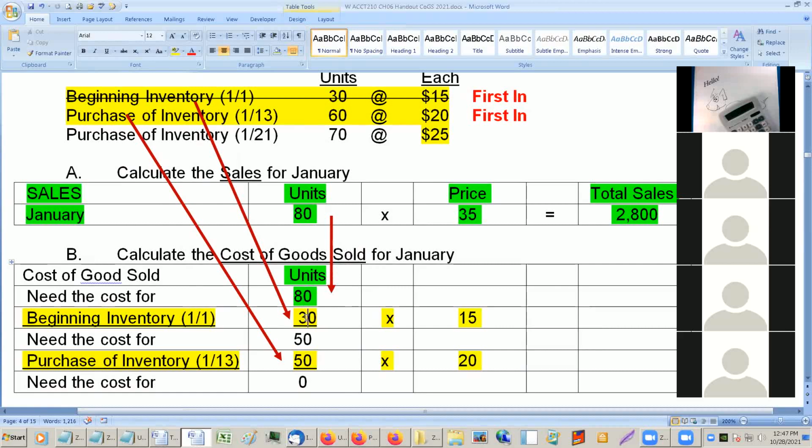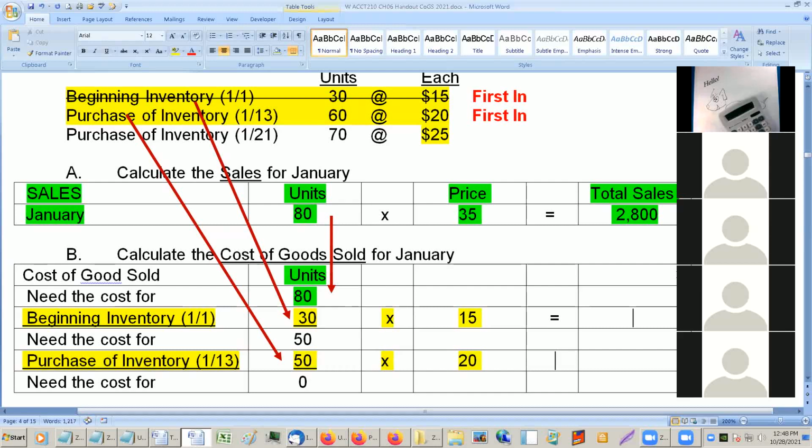So unit cost for 80 units. We got 30 of them from the first layer. We have 60 in the second layer. We don't need all 60 though. We only need 50. These two have to add up to 80, and they do, right? 30 plus 50 equals 80. So we found the cost for those. So I took the first two layers, and now we have to calculate these out.